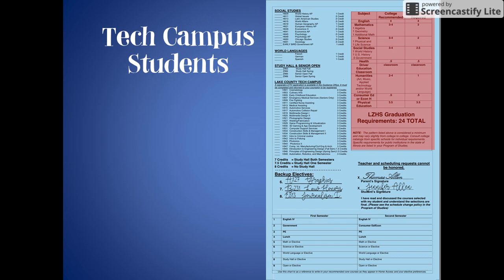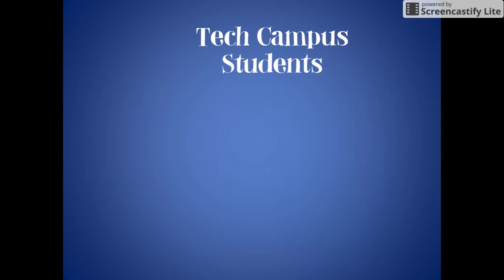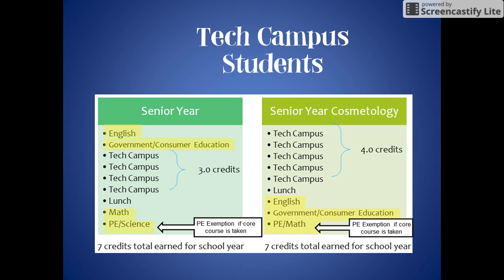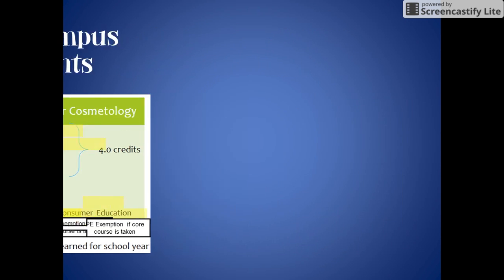If you're a Tech Campus student, you'll fill out this form a little bit different. As a reminder, our Tech Campus students senior year will complete English, government and consumer education each a semester, math, and then science or PE if you don't take science. Senior year cosmetology students will do lunch, English, government, consumer education, and PE or math. Now, for both of those options, students are PE exempt if a core course is taken in place of PE.